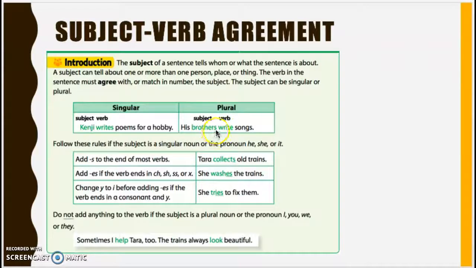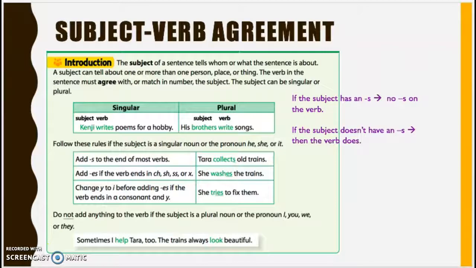Now you'll notice brothers has an S here on the end. That means that brothers is plural. There's more than one of them. If there's an S on the end of your subject, then guess what? Your verb does not need an S. So that's usually the rule that we follow.